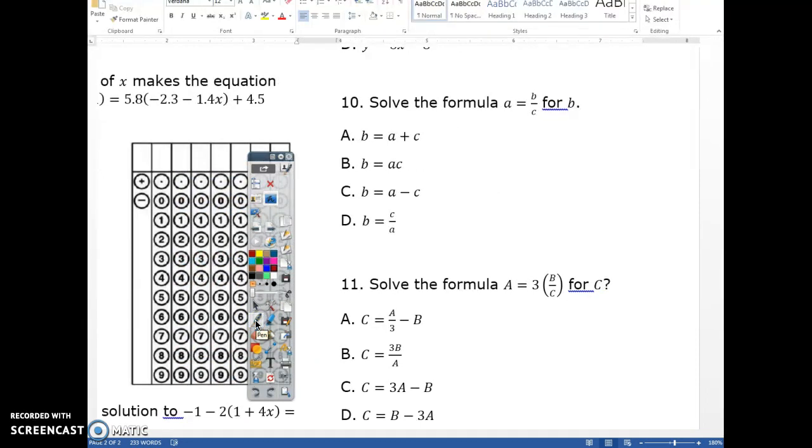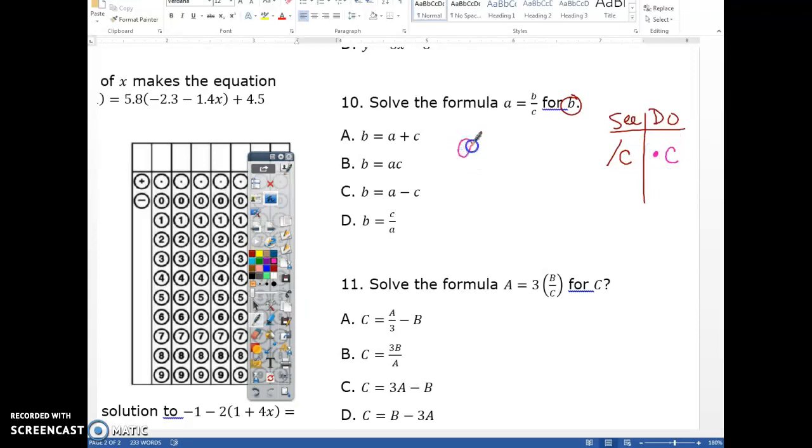All right, so number 10, it says solve the formula A equals B over C for B. So I'm solving for B, but what's wrong with the C right now? Oh no, there's nothing wrong with the C. Let's write C do. What is happening with the B? Being divided by C. So what am I going to do? Multiply both sides by C.